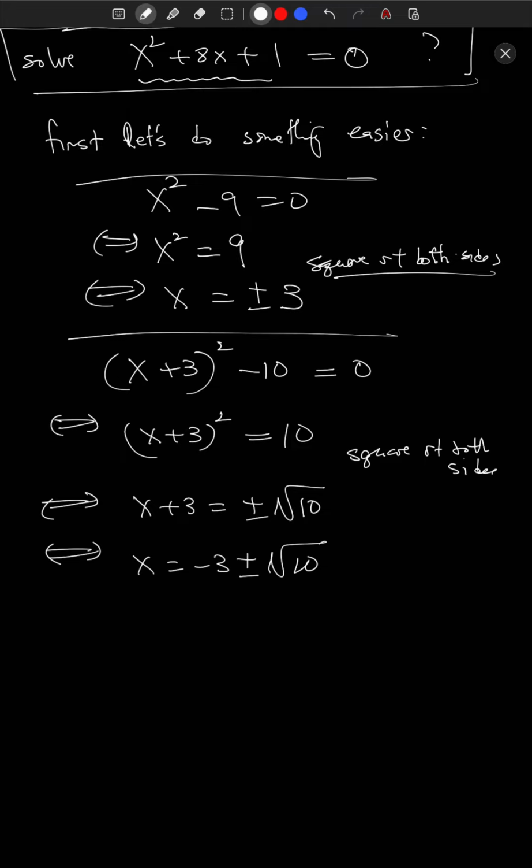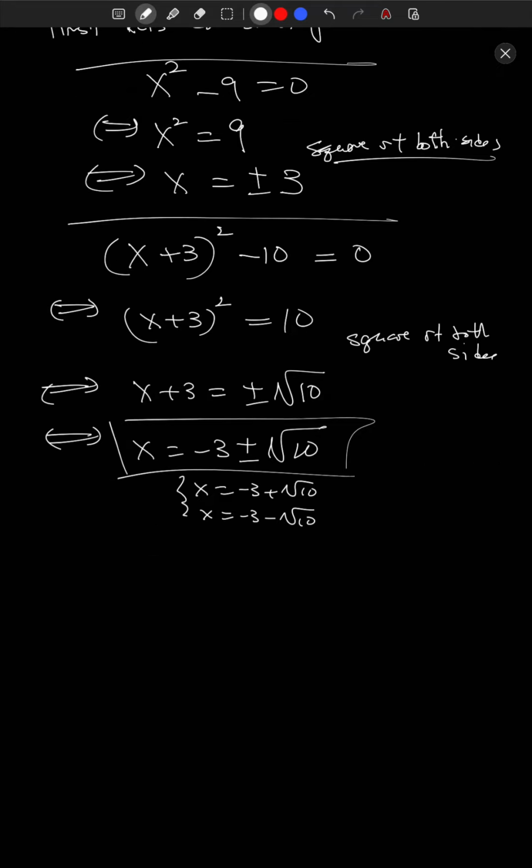All right, so I've got x. And this plus or minus means I have two solutions: x equals minus 3 plus root 10, and x equals minus 3 minus root 10. All right.